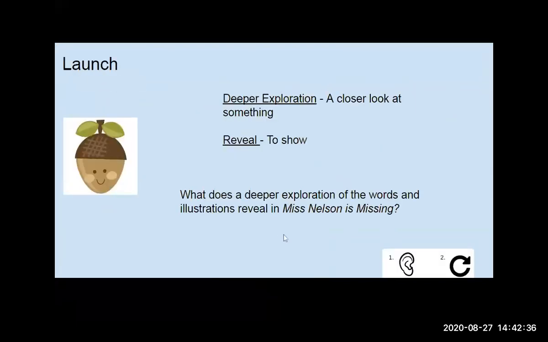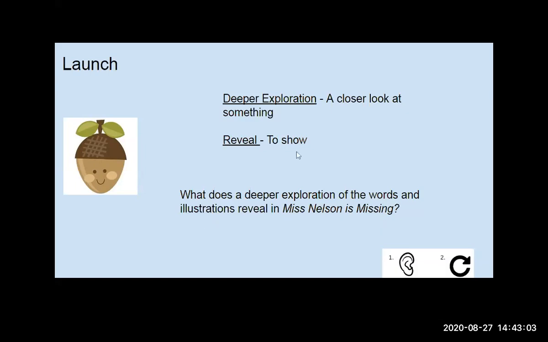So we have talked about the 4 different questions that we have in our Wit and Wisdom lessons. We have the big question, which is the essential question. We have the focusing question, the middle-sized question, and then we have the content framing question, which is our small question. Today's content framing question is, what does a deep exploration of the words and illustrations reveal in Miss Nelson is Missing?